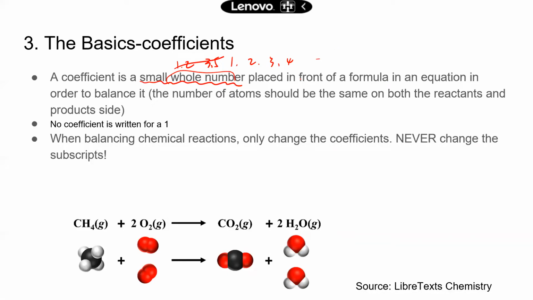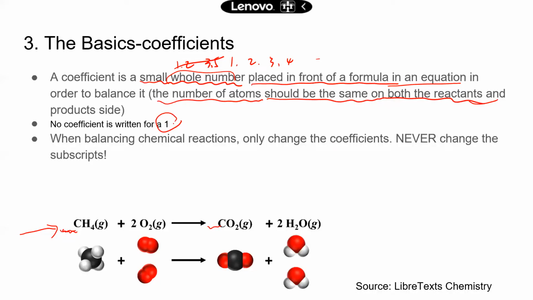So this is a number that's placed in front of a chemical formula in a chemical equation in order to balance it. And again, remember the rule is the number of atoms should be the same on both sides, right? Both in the reactants and in the products. When there's no coefficient, if you look at the chemical reaction over here, see there's no coefficient for methane or carbon dioxide. That means the coefficient is 1. So very similar to subscript. If you don't see a number, just assume it's 1.